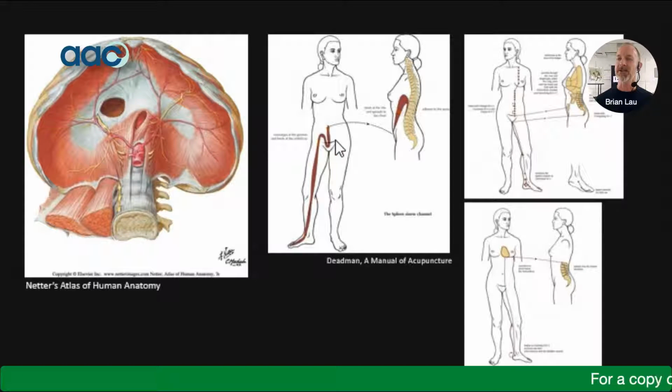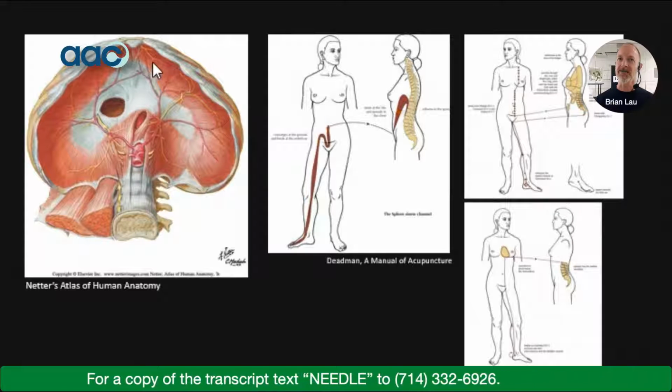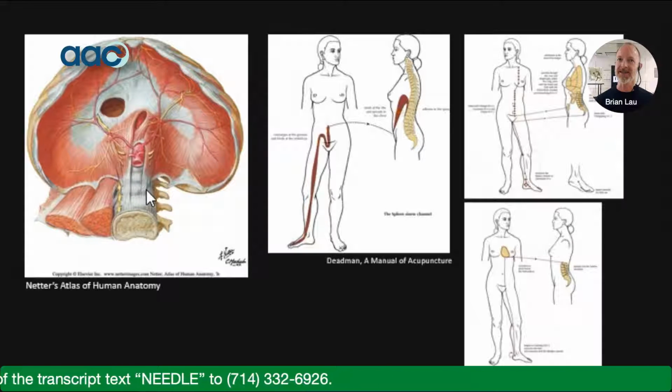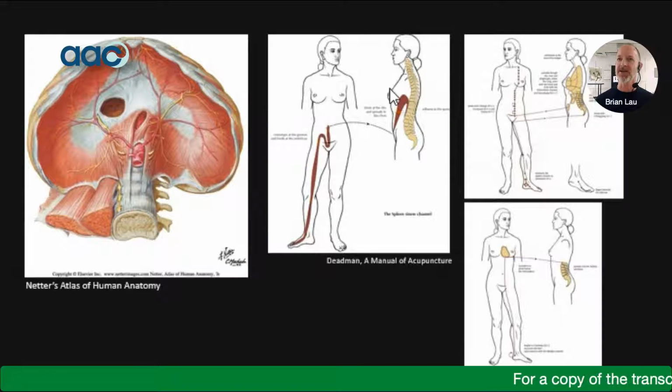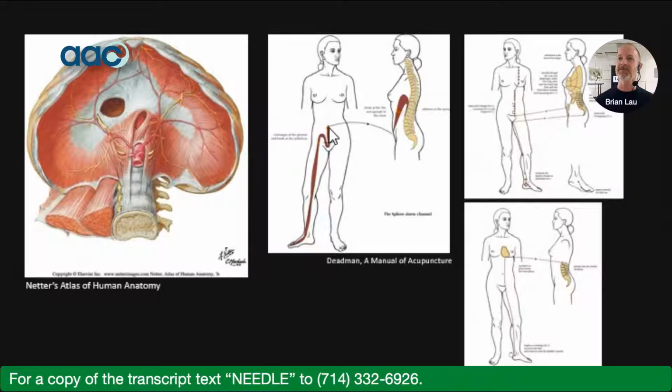So this is my interpretation with the spleen sinew channel. It connects with that rib cage, connects with the diaphragm, loops around, and attaches to the spine through these attachments of the diaphragm called the crus of the diaphragm. So when I'm treating this fascial layer, I'm going to have a much bigger impact on breathing, and a much bigger impact on spinal health also.